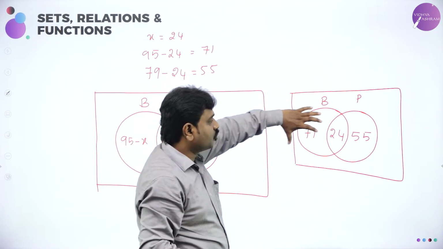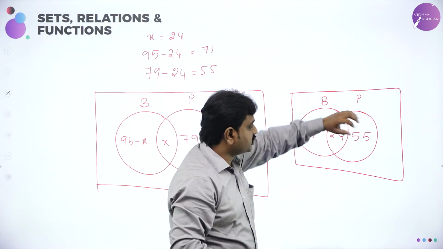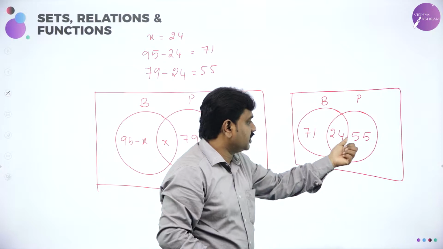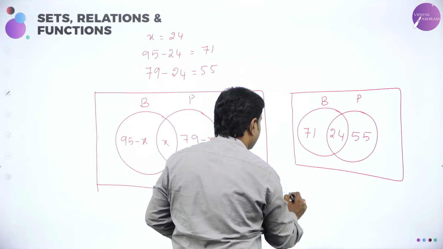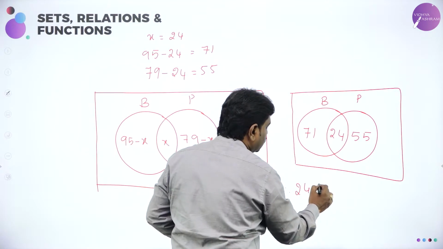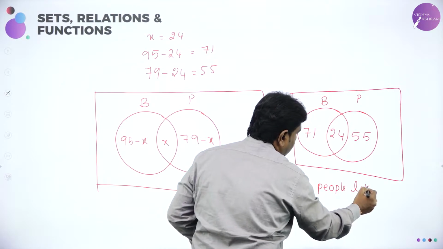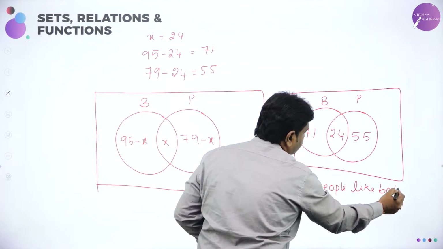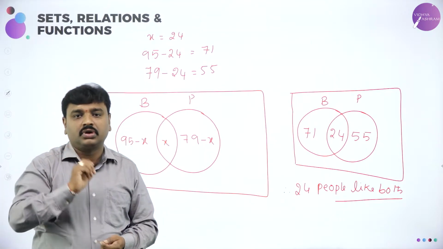So burger means this whole region. This whole region if I add, you will get 95. Pizzas means this whole region. If you add, you will get 79. And this is the common region. So how many common do we have? Therefore 24 people like both. Both means what? Pizzas and burgers. So I hope all of you got it.